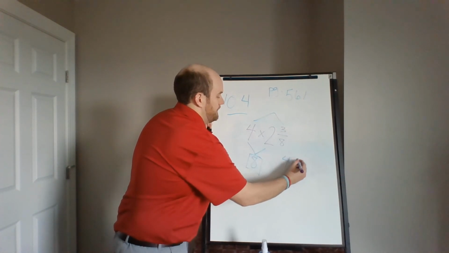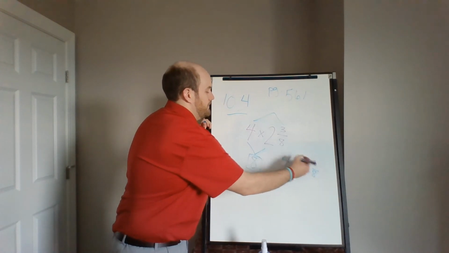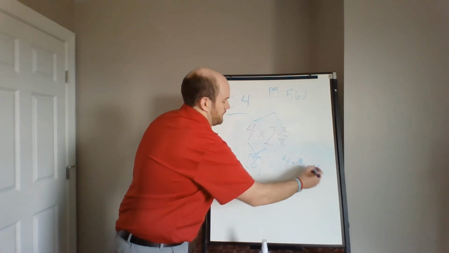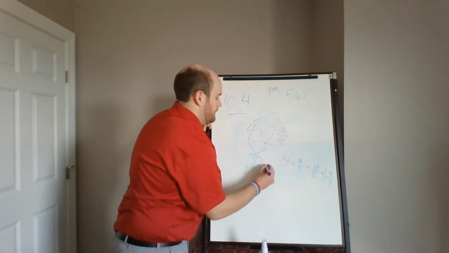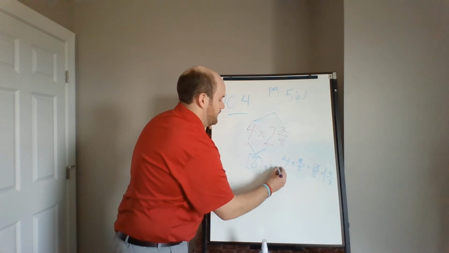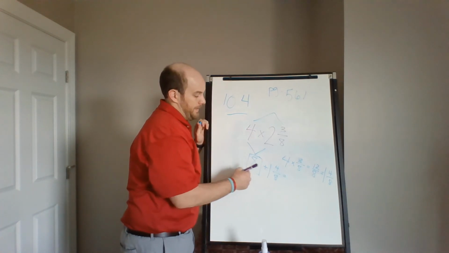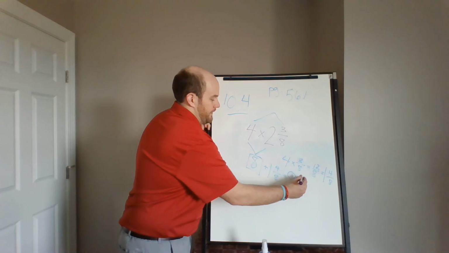4 times 3/8. 8 stays the same. 4 times 3 equals 12. 12 over 8. 8 goes into there once, and 4/8. So we have to add 1 plus 4/8 back to our 8 that we initially had. 8 plus 1 equals 9 and 4/8.